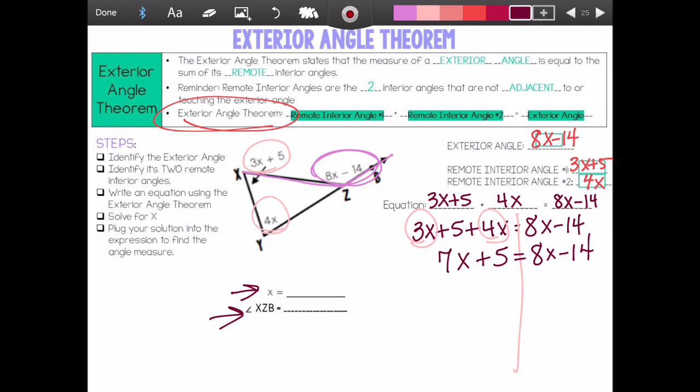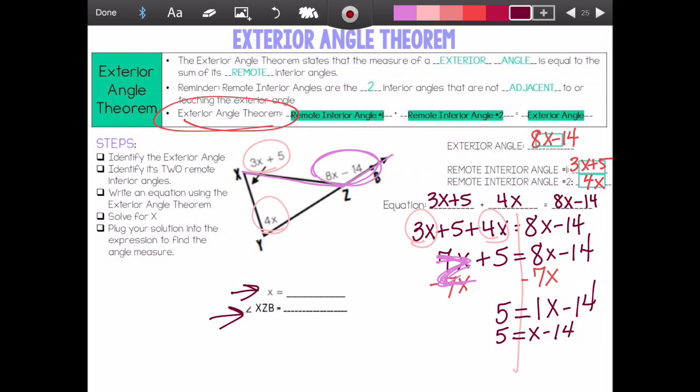Okay, now I'm going to start solving. I'm going to get all of my variables, in this case x, to one side. So in this case I'm going to subtract 7x from both sides. Okay, this becomes 0. Alright, I'm left with 5 on the left. 8 minus 7 is 1x minus 14. Now again, when you have 1x, you can just write that as x. So I'm going to rewrite that. Okay, that's the same thing.